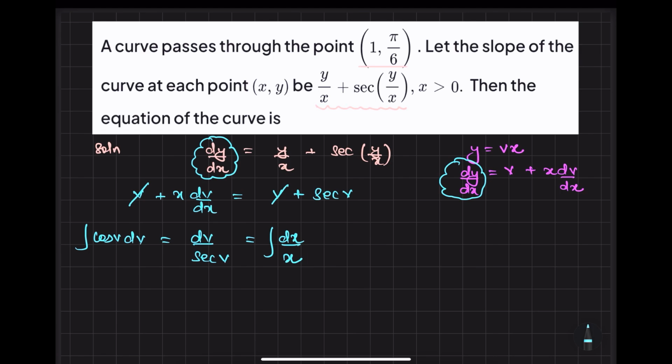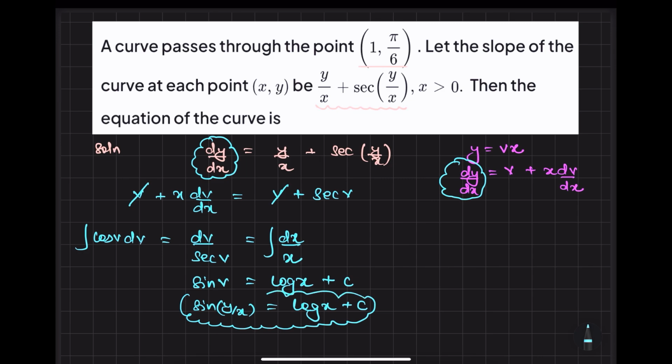So integration of cos x is what? Sin x. So here we will have sin v is equal to log x plus integration constant c. You know that the question was given in the form of x and y, not v and x. So you have to replace this v. Who is v? v is y by x. So can I write sin(y by x) is equal to log x plus integration constant c.